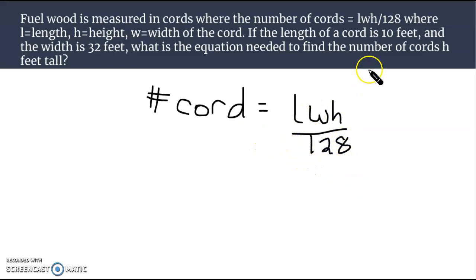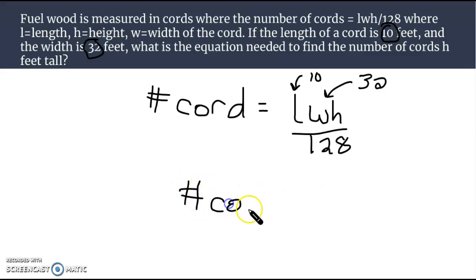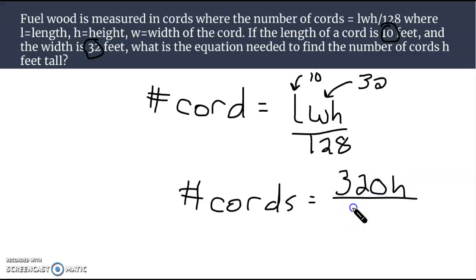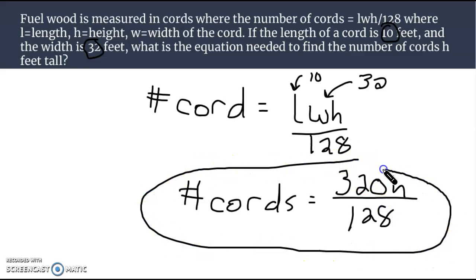Alright, well, they give us L, 10. That goes in for length. They're going to give us a width, 32. That's going to go in for W. If we take 32 times 10, we get 320. So that's going to simplify to this, 320. They don't give us H, so we're going to leave H in there, divided by 128. And we can just kind of leave it as is. 320 over 128 does reduce, but for our purposes here, we'll just leave the equation as is. So, one more here.